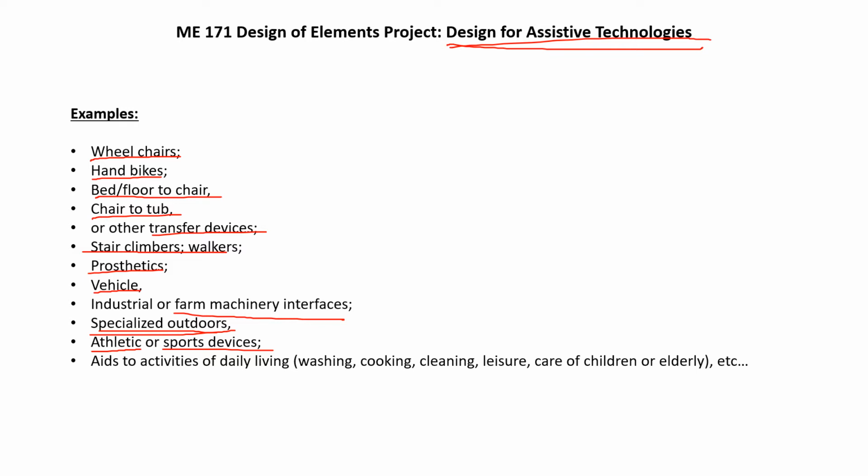Again, just kind of going back to the assistive technology part of this, aids for activities of your daily living. And you can think of things as daily living, like what are you doing? Oh, washing dishes, washing clothes, cooking, cleaning, leisure, something to do with care of children or the elderly. So all of these hopefully will spark an idea for you to come up with your group a project topic.